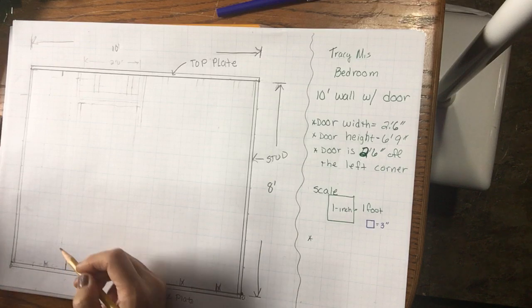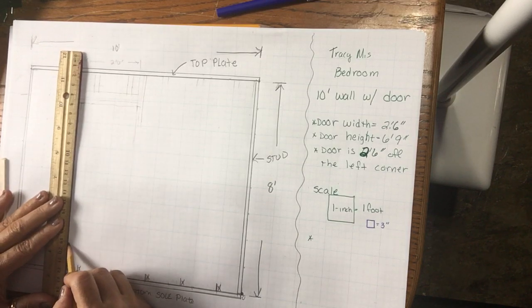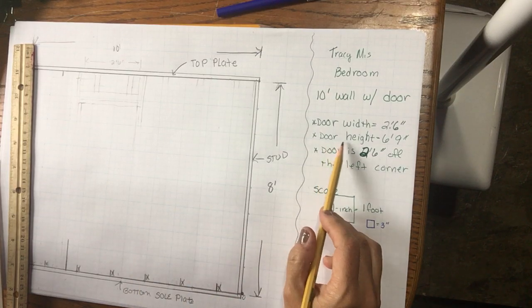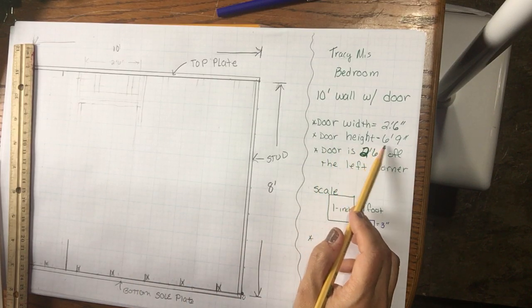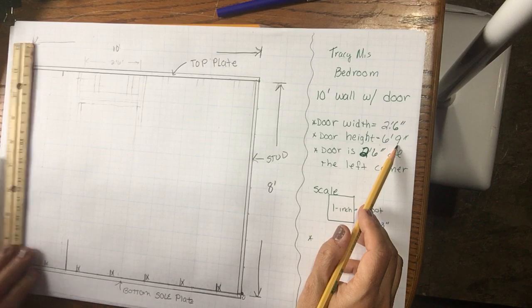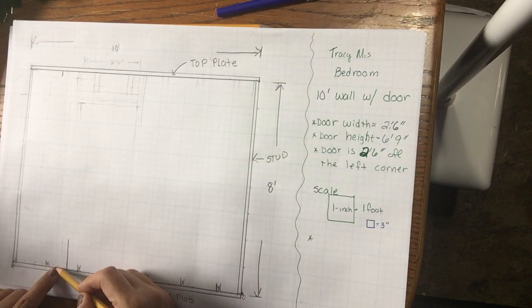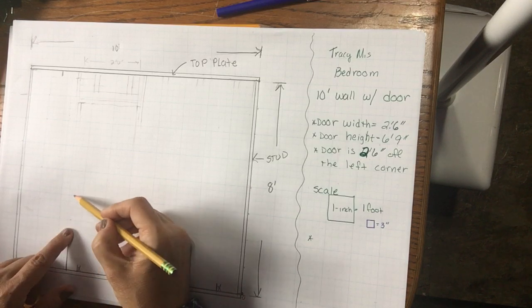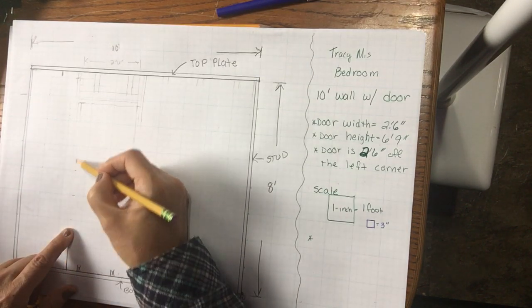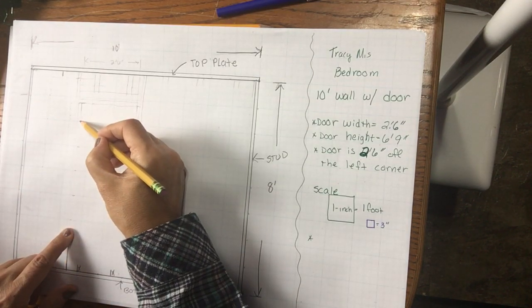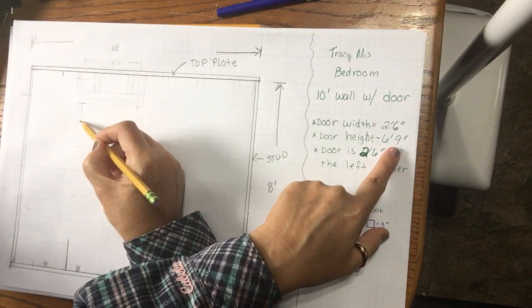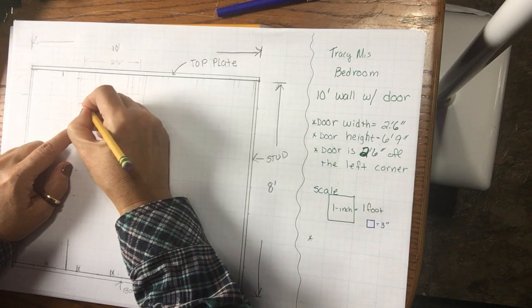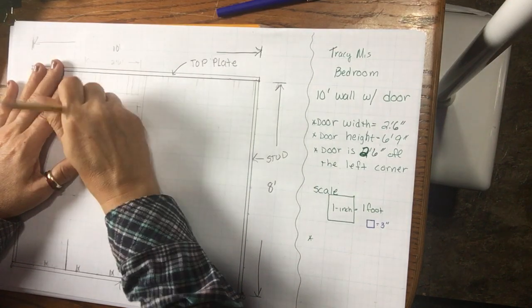So here's the opening of my door. I'm just going to get it started there so you could see. And then the door height is 6 feet 9 inches. So from here is 0. That's 1 foot, 2 feet, 3, 4, 5, 6 feet, plus another 9 inches. So that's 3, 6, 9. That means the height of my door is right there.